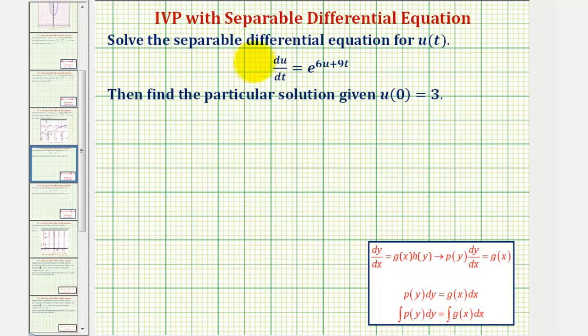We want to solve the separable differential equation for u of t. We're given du dt equals e raised to the power of 6u plus 9t. We also want to find the particular solution given u of 0 equals 3.